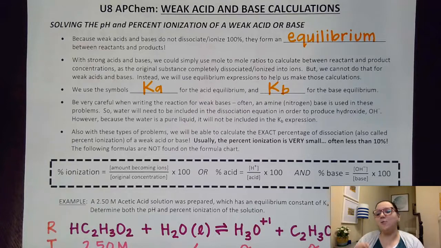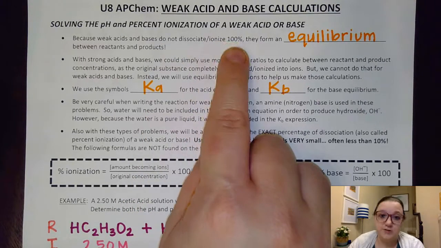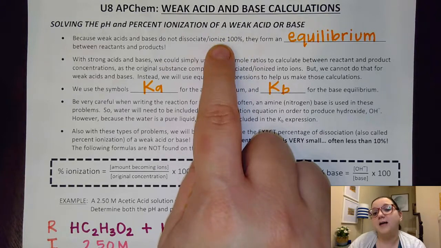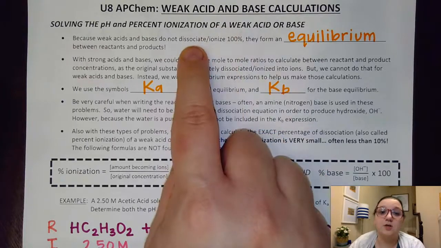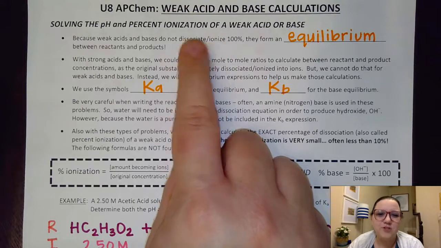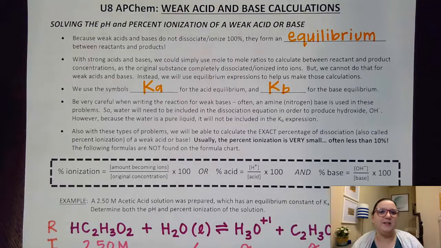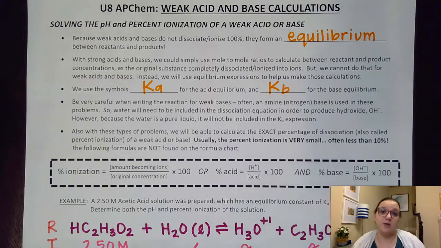The issue is that with a weak acid or base, they do not completely split up into ions. They do not ionize 100%. Technically, the correct term for acids and bases is ionization, because they are covalent structures splitting up into ions. However, some textbooks still use the term dissociate or dissociation, because that's the term we used with ionic compounds that did the same thing. It doesn't matter which term you use. The key is that it's not completely splitting into ions, and so we end up forming an equilibrium between reactants and products.